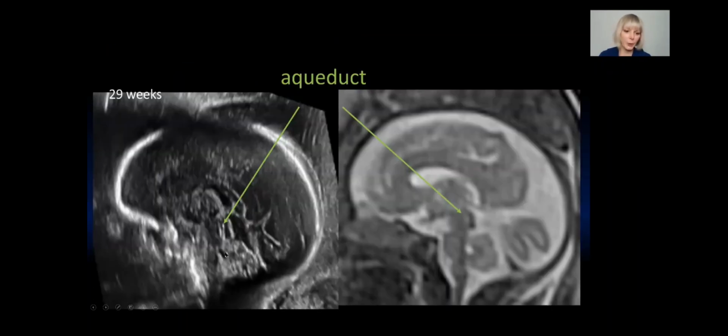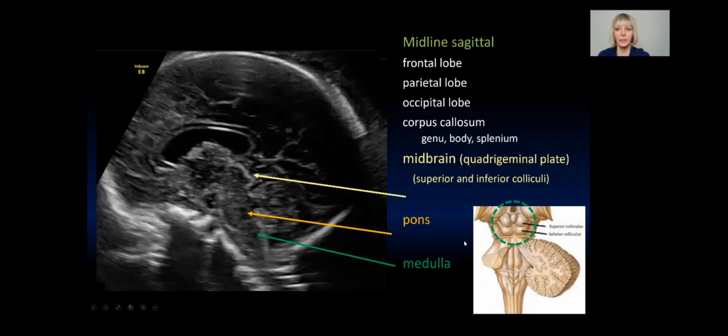In particular, I want to point out the aqueduct of Sylvius, which you can see as a very narrow space leading from the third ventricle into the fourth ventricle. The midbrain is a structure that is somewhat important. You can see there are two bumps on this portion of the midbrain, which is known as the tectum or roof. These bumps are bilateral and make up four bumps called the colliculi, which is Latin for little hills.